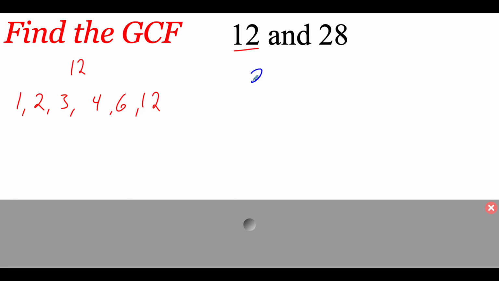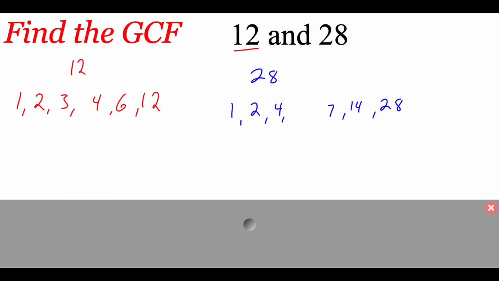So now let's talk about 28. As far as things that multiply together to give us 28, it could be 1 and 28. We could take 2 times 14. I don't think 3 is going to work. We could take 4 times 7. And I don't think 5 or 6 will work either. So we've got our list of factors for both of our numbers.